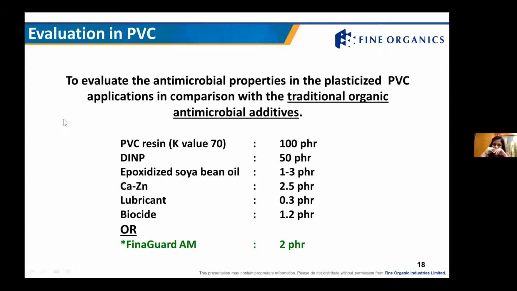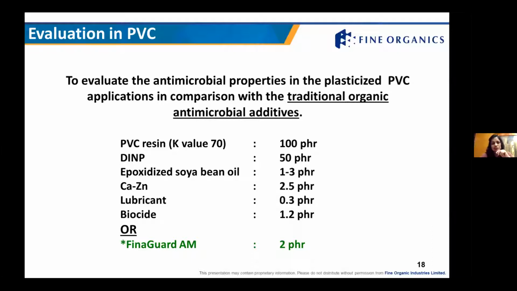What we have done is FinaGuard AM was evaluated in the PVC application. I was briefing about the significance of antimicrobial additive in case of PVC. So please pardon me if I'm repeating a few things because I'm not really sure where I started missing out. In case of bacteria as well as fungi, these are the classes which can use plastic as a food or a substrate to grow on.